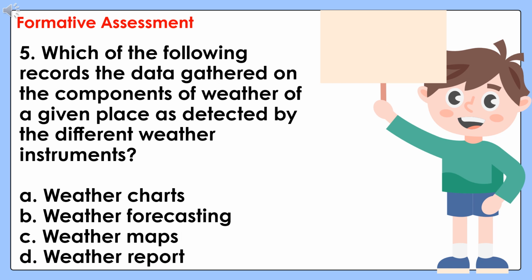Number 5. Which of the following records the data gathered on the components of weather of a given place as detected by the different weather instruments? A. Weather charts. B. Weather forecasting. C. Weather maps. Or D. Weather reports. The answer is letter A. Weather charts.